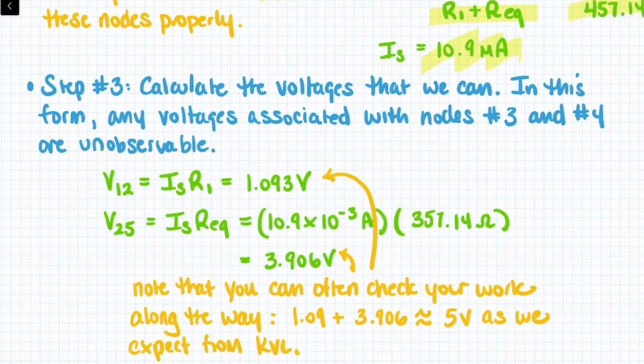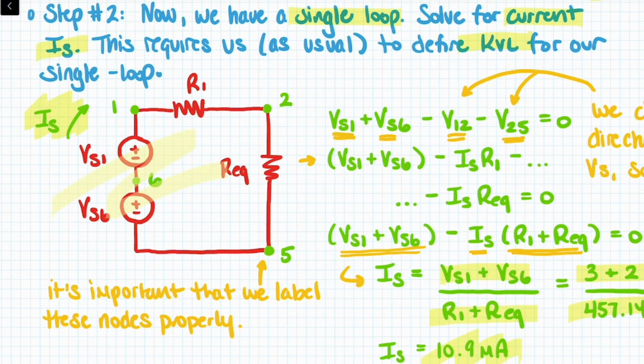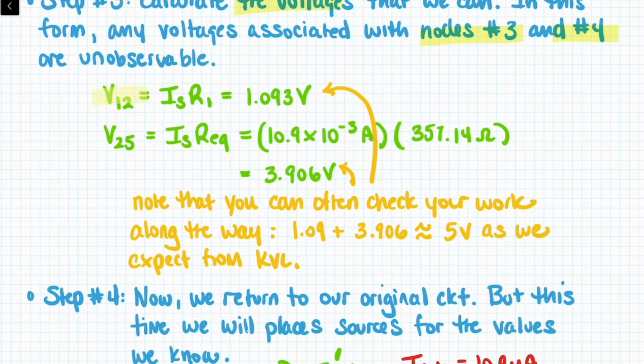All right. So now what we can do is calculate the voltages that are present in the simplified circuit, mainly V12 and V25. We cannot, however, calculate any of the voltages associated with nodes 3 and 4 because they are unobservable in this circuit up above. So we calculate V12 as IS times R1. We calculate V25 as IS times R equivalent, giving us the values of 1.093 and 3.906.